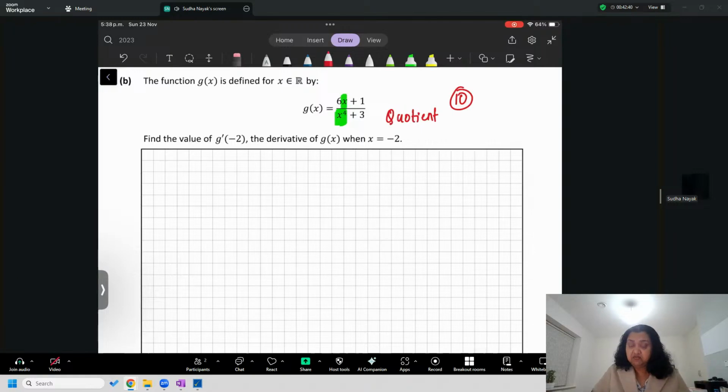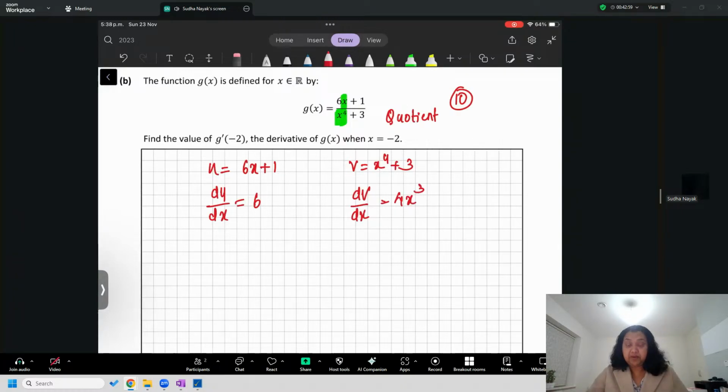Then half the work is done. Then you write u is equal to 6x plus 1, v is equal to x to the power of 4 plus 3, du by dx is equal to 6. Sorry, there is no negative here. It is 6. dv by dx is equal to 4x cubed. And then it is just directly applying the quotient rule.